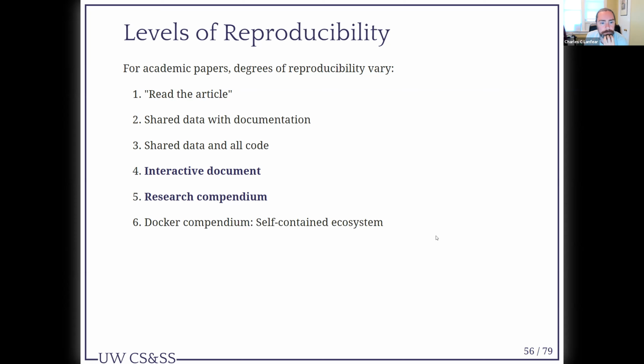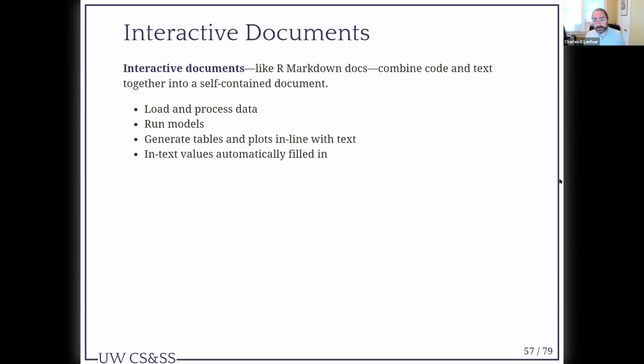Okay. So interactive documents. Interactive documents like our Markdown docs, right? They combine some code and text together into a self-contained document. You've been using them all term. They're fantastic for this, right? Your Markdown document would load and process your data, run your models, generate your tables and plots in line with text, and ideally in-text values will also automatically be filled in. Everything is sort of obvious and fully documented.